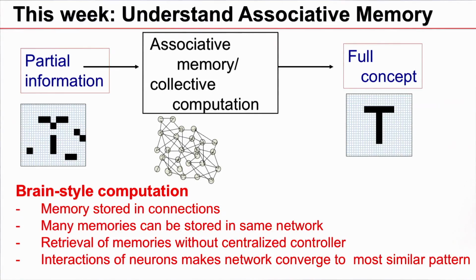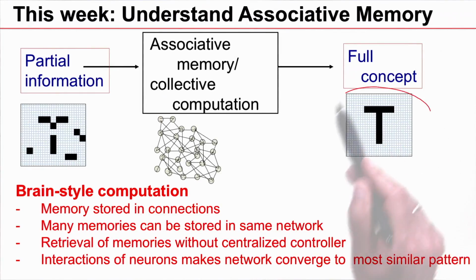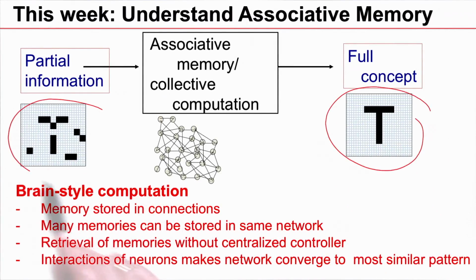Now, importantly, there are simple computer algorithms that can retrieve a full concept from partial information. However, what I've shown here is that in the Hopfield model, we don't need a central controller. It's just the interaction between the neurons that makes the network converge to the most similar pattern that restores the full concept from partial information.